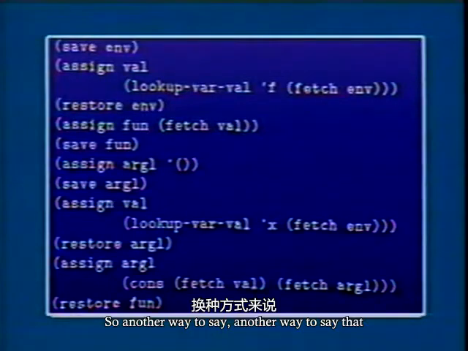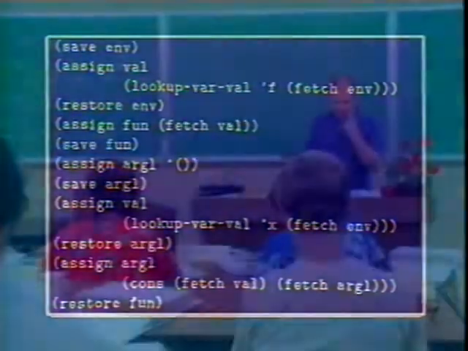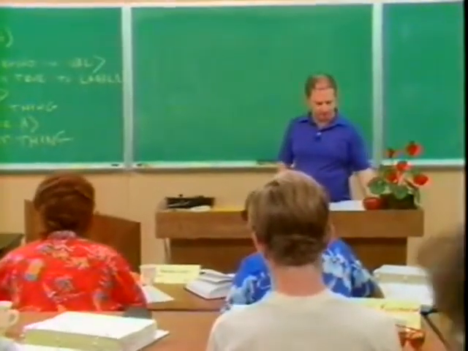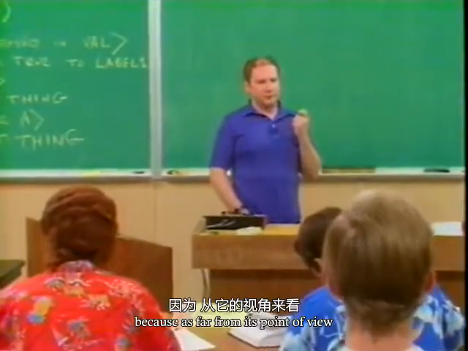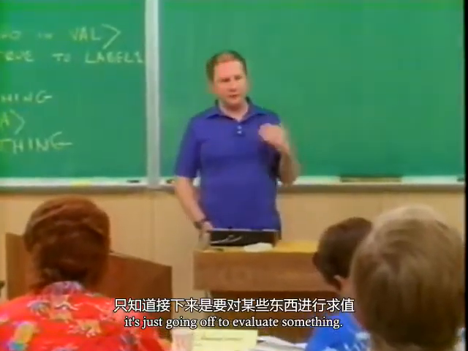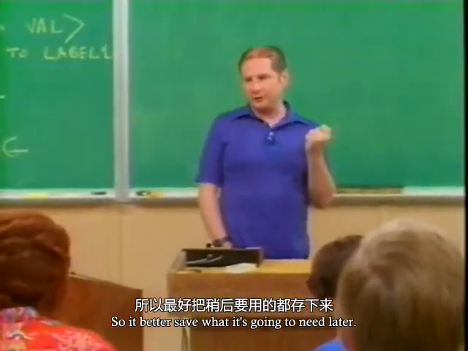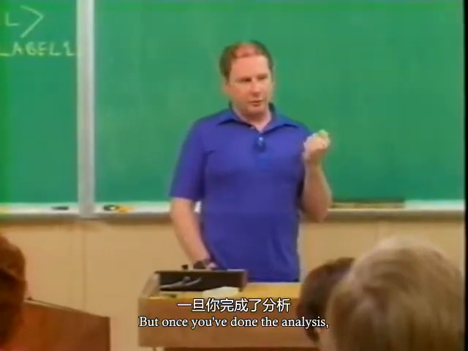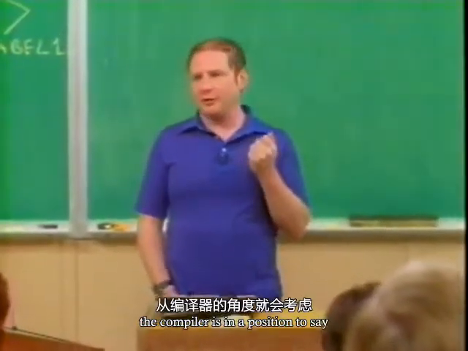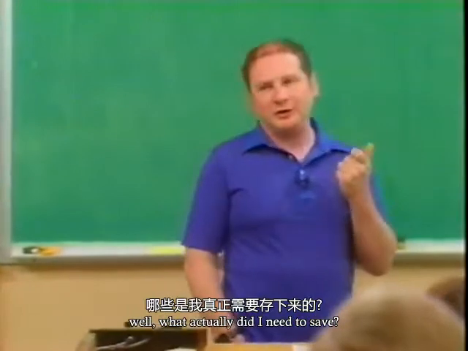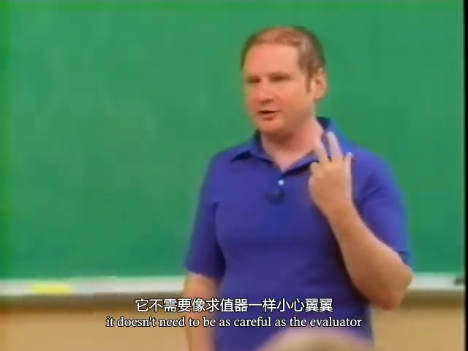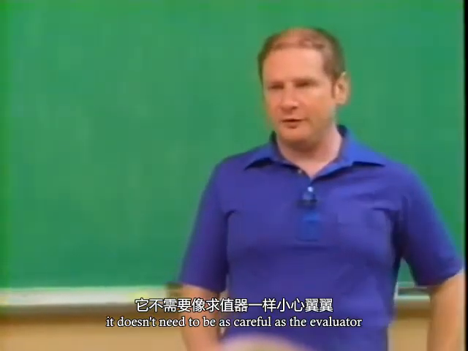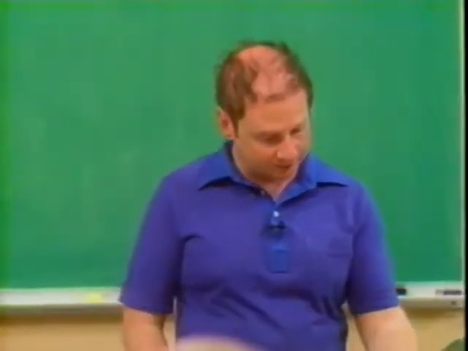All right, so another way to say that is that the evaluator has to be maximally pessimistic, because from its point of view, it's just going off to evaluate something. So it better save what it's going to need later. But once you've done the analysis, the compiler is in a position to say, well, what actually did I need to save? And it doesn't need to be as careful as the evaluator, because it knows what it actually needs.